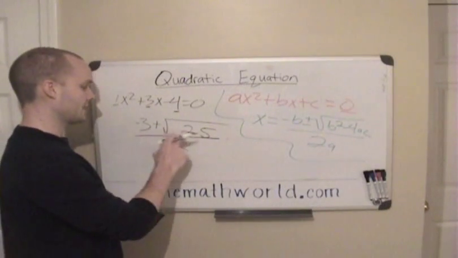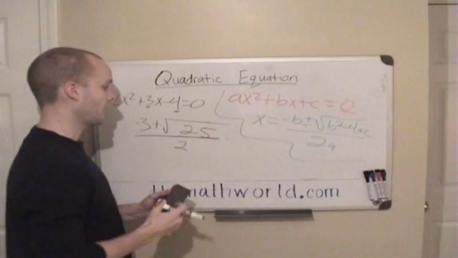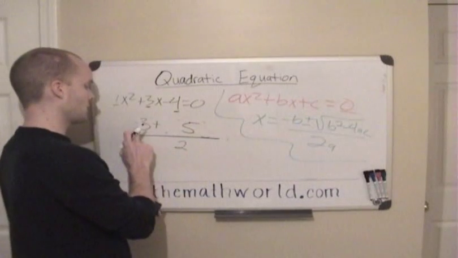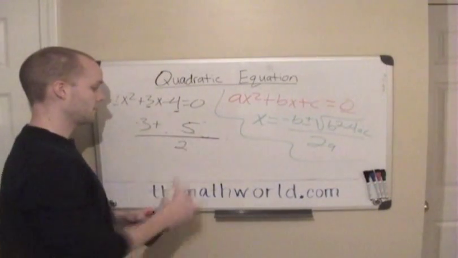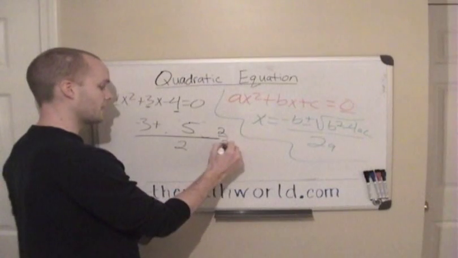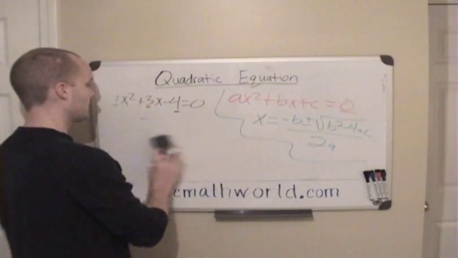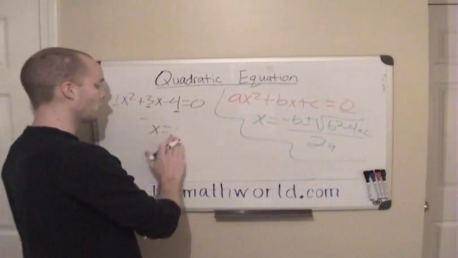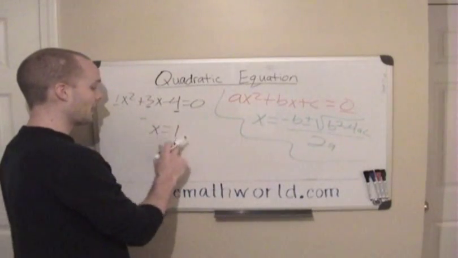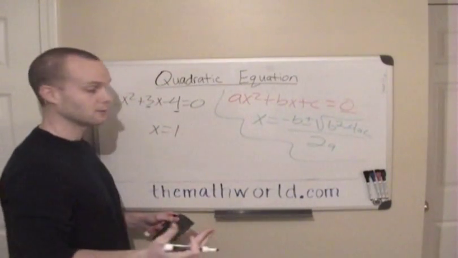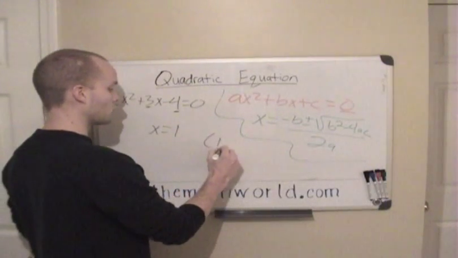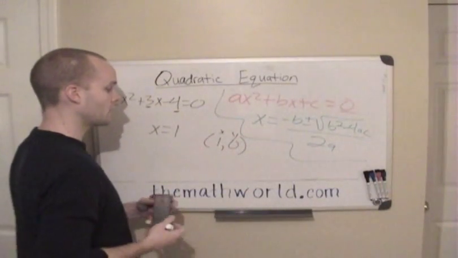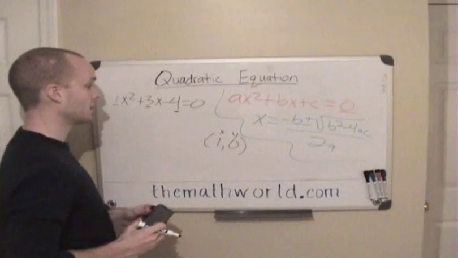And up top, the square root of 25 is 5. So negative 3 plus 5 is 2, divided by 2. 2 divided by 2 is 1. So x is 1 and y we already know is 0. So one of our coordinates is (1, 0), x, y. So that's one of them. So we already know what one of them is. So let's go ahead and take a look at what the other one is.